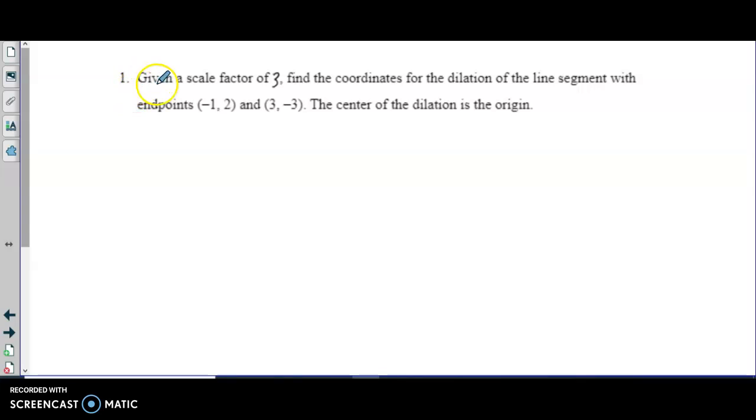All right, so given a scale factor of 3, now that means we're getting 3 times bigger. Given a scale factor of 3, find the coordinates for the dilation of the line segment with endpoints at -1, 2 and -3, 3. So I'm going to show you how to look at it graphically, and I'm also going to show you how to just do it with numbers. I kind of like doing it with numbers, so the way I would do it, since I know that I'm getting 3 times bigger, is I would just multiply all of these numbers by 3.